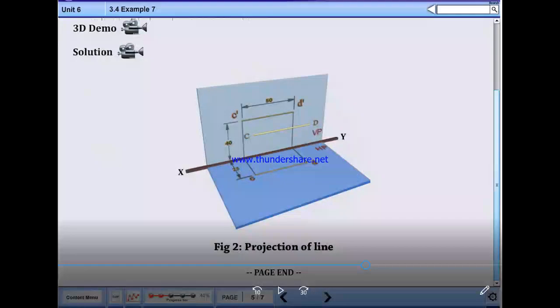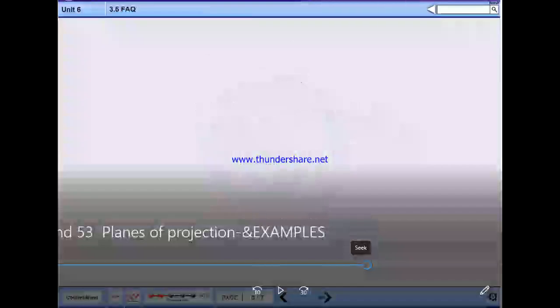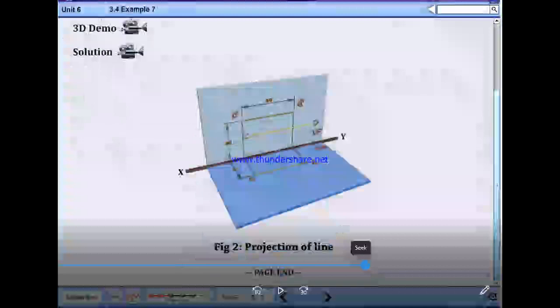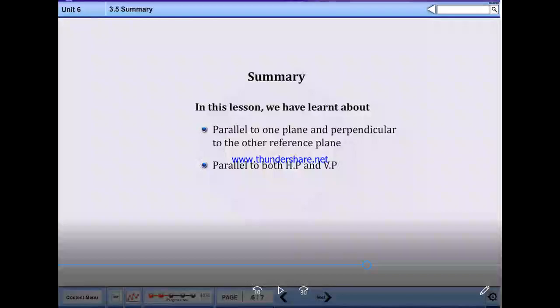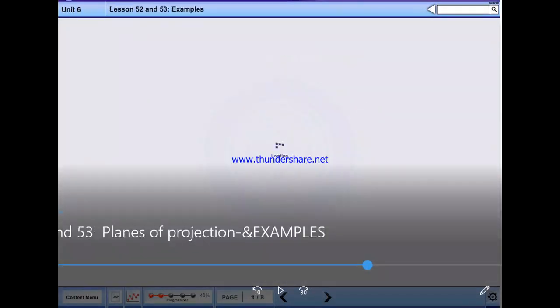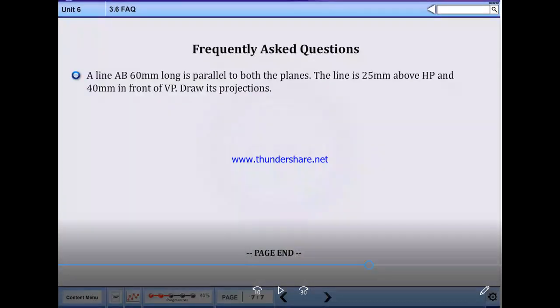Note on the problem, position of line. In this, what we have studied is the summary, like parallel to one plane and perpendicular to the other reference plane, and parallel to both HP and VP. Now we note down frequently asked questions.